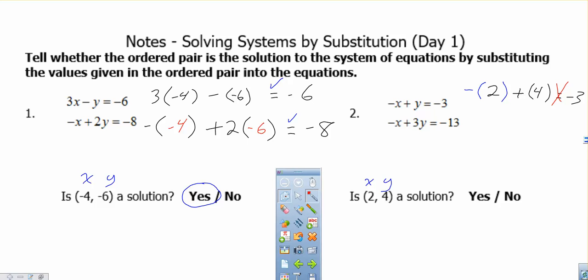But it's probably a good idea to plug into this one as well. Negative 2 plus 3 times 4 equals negative 13. That's 12. That's 10. 10 is certainly not equal to negative 13, so the answer is no. But again, it has to be true for both equations. It has to make both equations true.